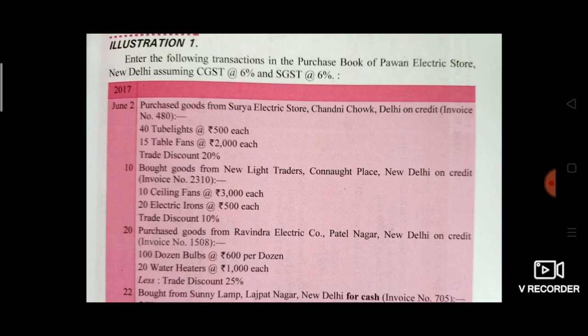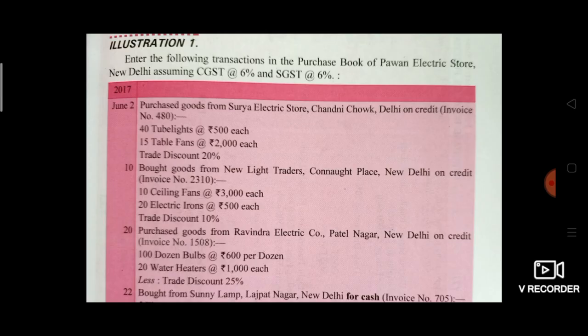On 22nd, bought from Sunny Lamp, Lajpat Nagar, New Delhi, for cash. As this is a cash transaction, we will not enter this transaction in purchase book, because in purchase book we have to enter only credit purchase of goods of that business. This entry will be made in cash book, but in this problem we will skip this entry because we have to prepare only purchase book in this problem.